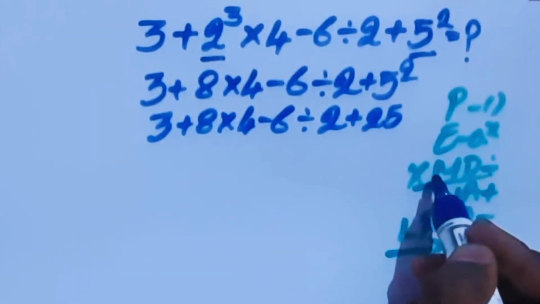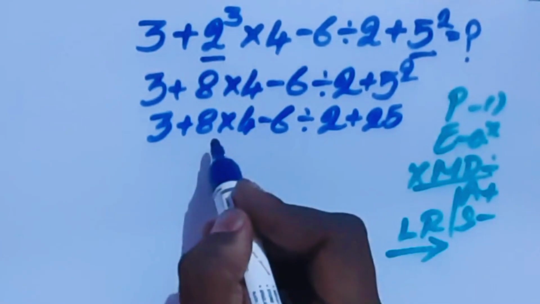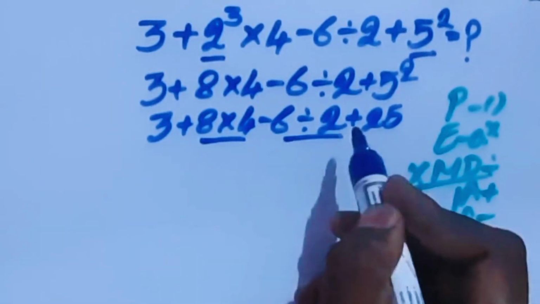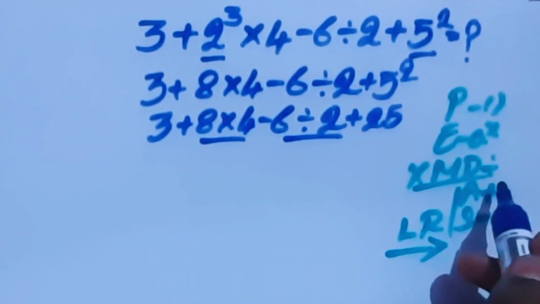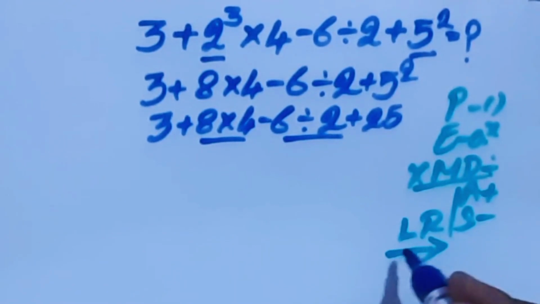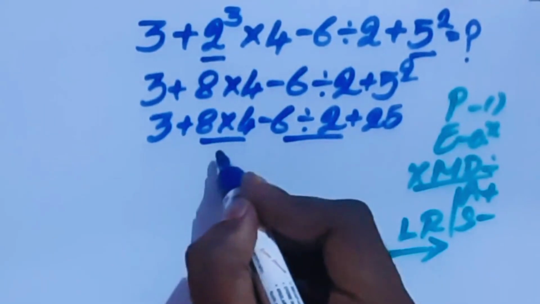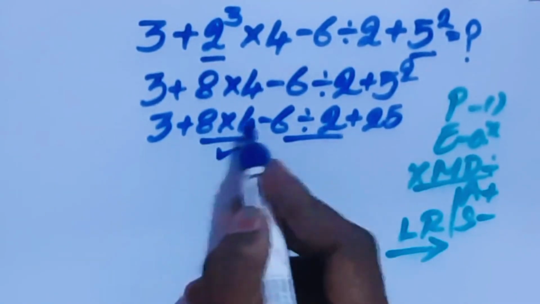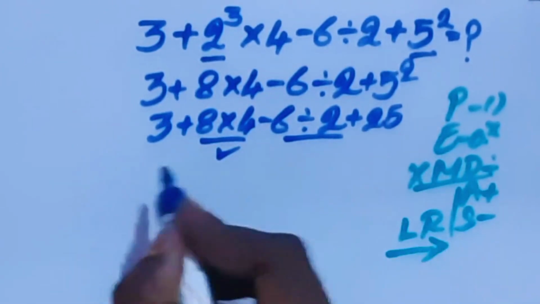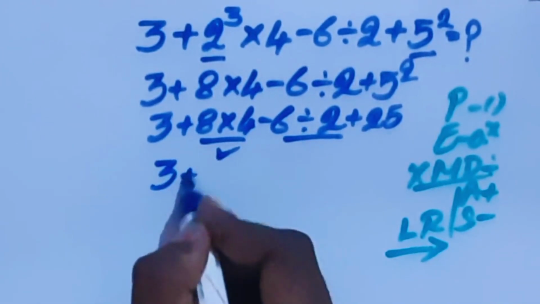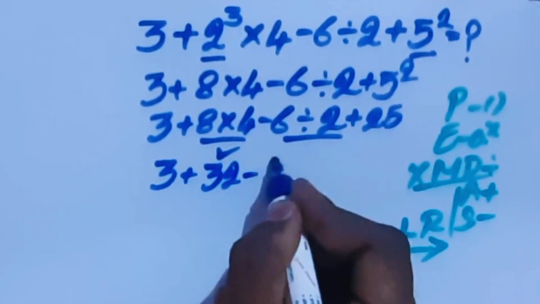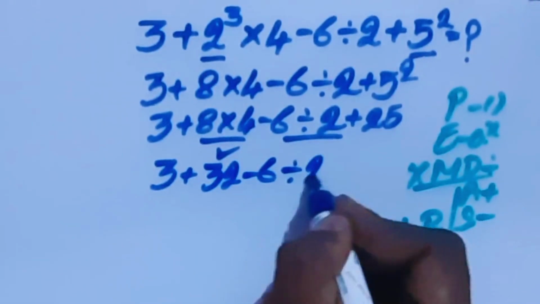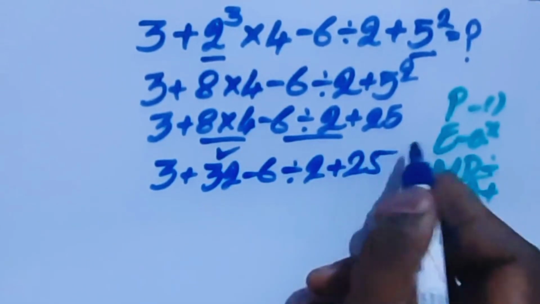Here the next priority is multiplication and division. So we have to do this multiplication and division before the addition and subtraction. Here multiplication and division are equal priority. For equal priority, we have introduced the left to right rule. So here it is left to right. So we have to do this 8 times 4 before any other operation. So 3 plus 8 times 4 is 32 minus 6 divided by 2 plus 25.